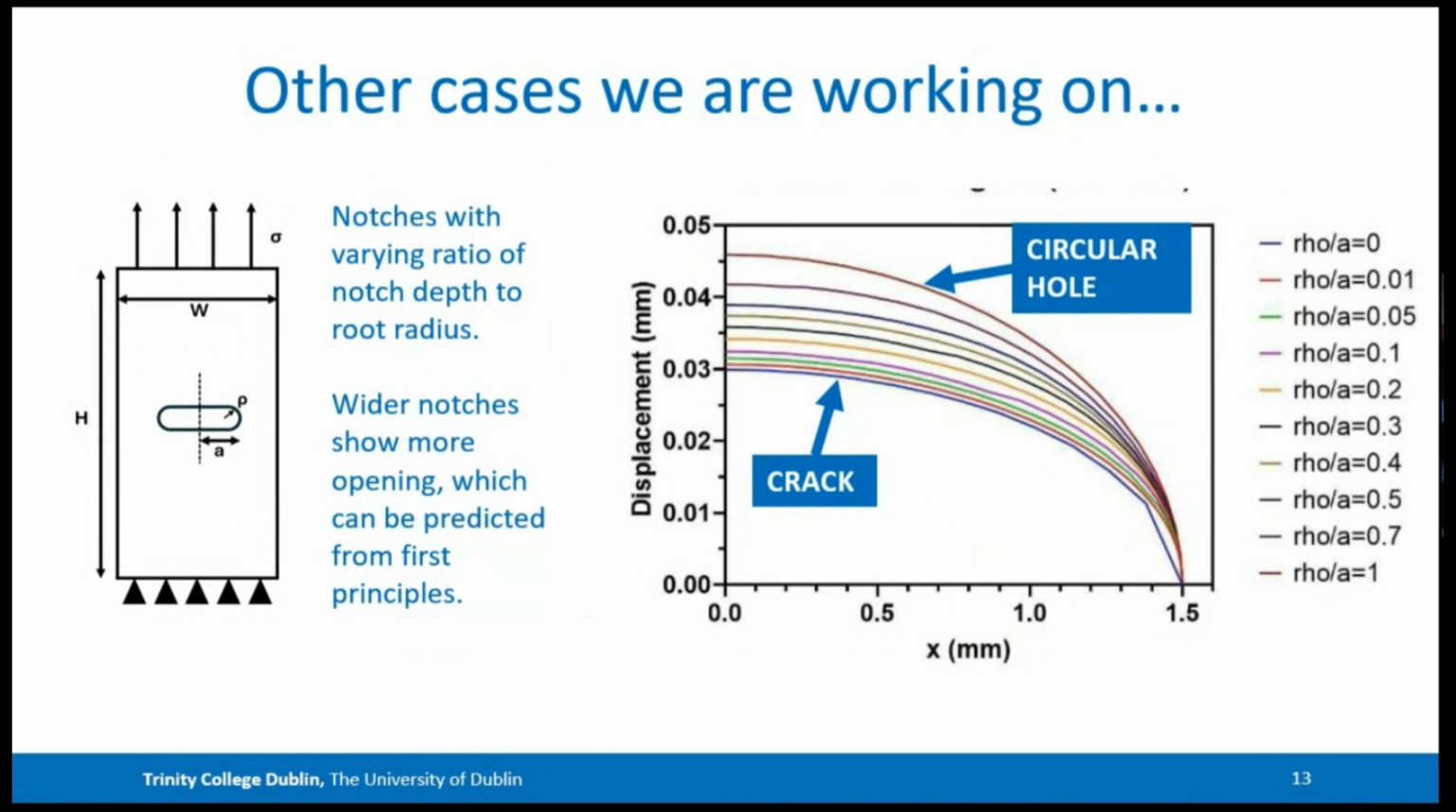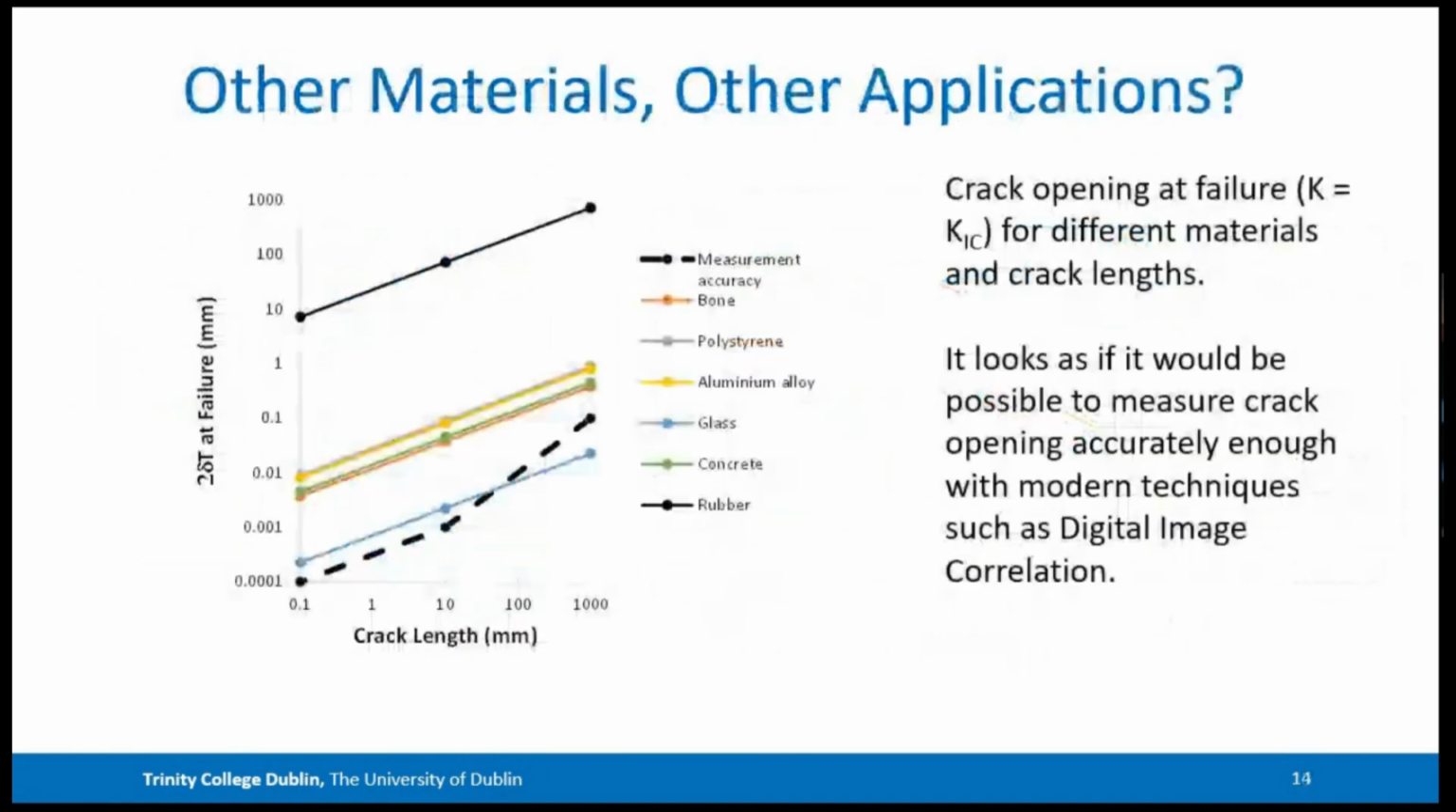And interestingly, the blunter notches show more displacement of the surfaces. But as you can imagine, we can find a function that describes that. And in fact, we think we have a first principle explanation of why that happens. But anyway, you can see it's going to be possible to extend the approach to look at the openings and movements of the surfaces of notches as well as cracks. How's the time going? Not too bad.